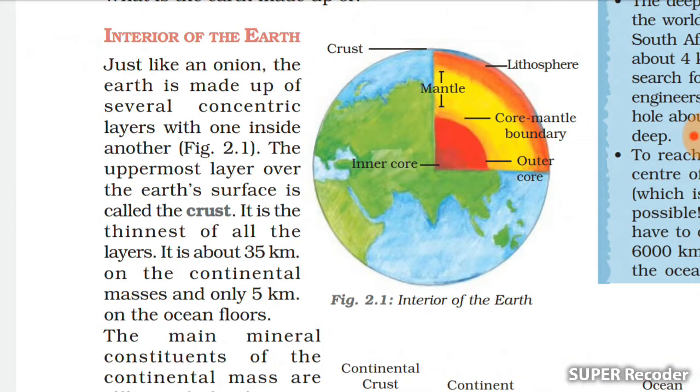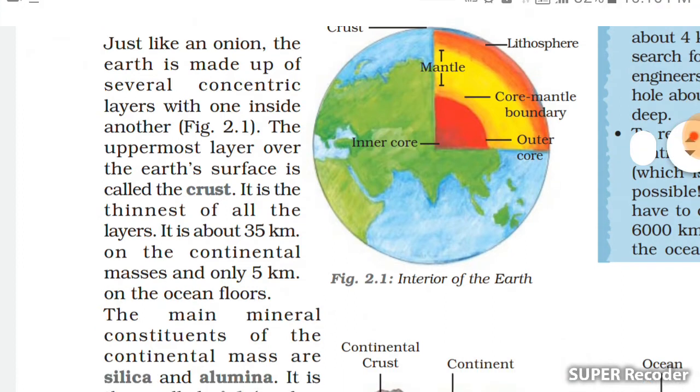Just like when you see an onion, when your mommy is cutting the onion, you may have noticed there are a lot of layers. Yes, there is a paper-thin layer on the top, and it has a lot of layers. In the same way, our earth also has a lot of layers.